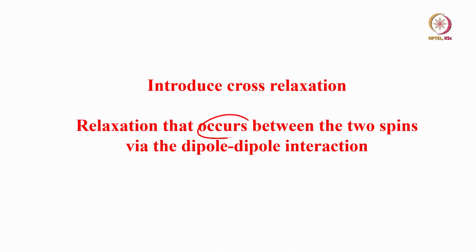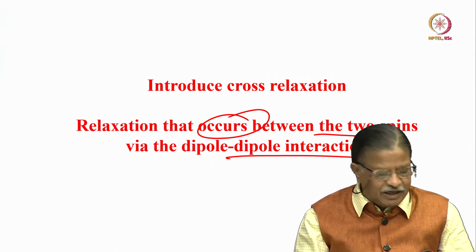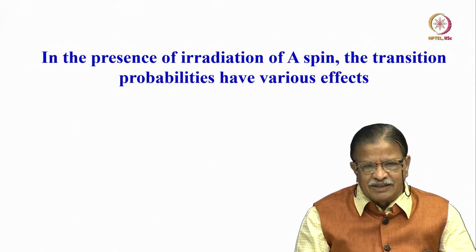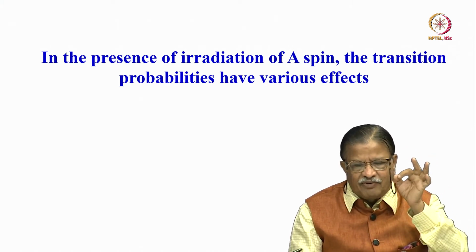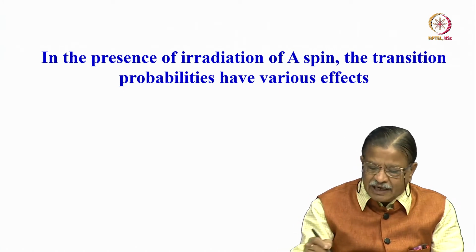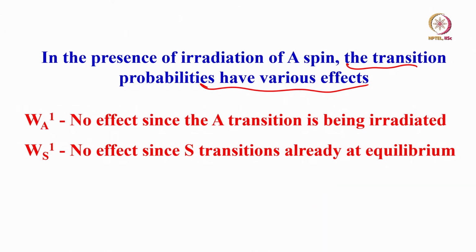It is a relaxation that occurs between the 2 spins via dipole-dipole interaction. Of course, this is a dominant relaxation pathway we have been discussing even from the relaxation phenomena which we introduced. Now, we will consider the situation. In the presence of irradiation of one spin, for example the A spin, the transition probabilities can have various effects. We will consider it like this. If you consider W1A, the single quantum transition, if you irradiate the A spin, there is no effect because the A spins are being irradiated.